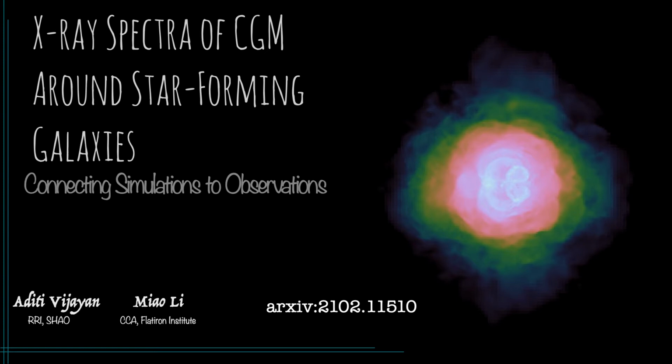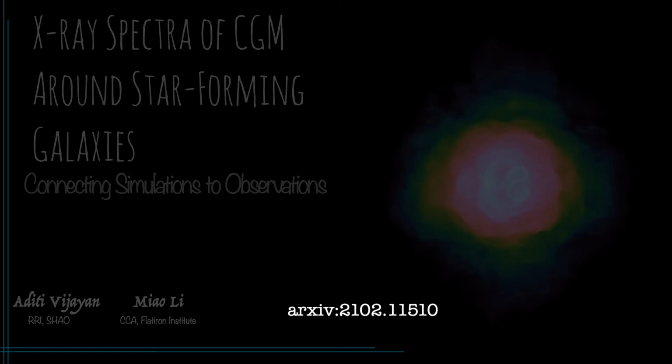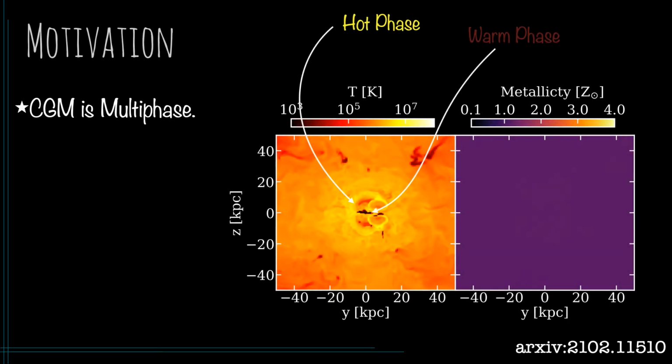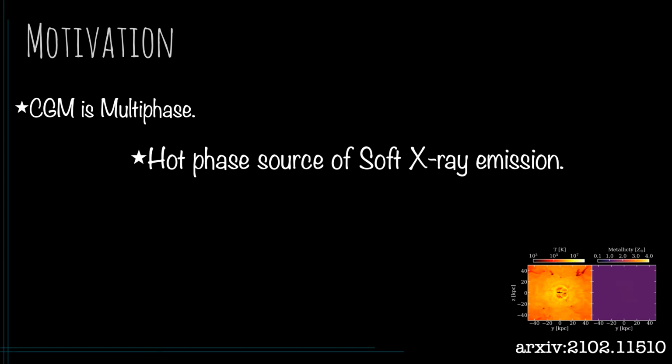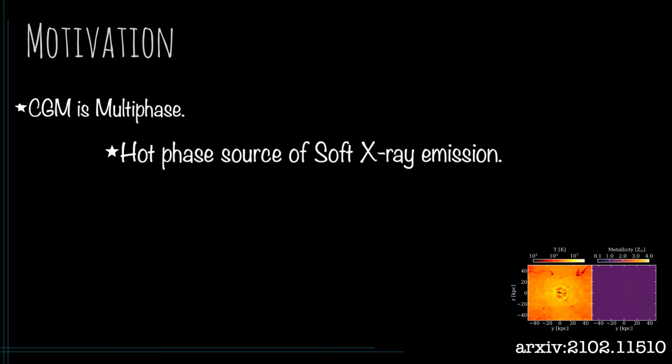This paper is titled X-ray spectra of circumgalactic medium around star-forming galaxies. The motivation for the paper is related to the way we interpret the observations of CGM. CGM around star-forming galaxies is in general multiphase. This is a result of interaction between the ambient gas and the supernovae ejecta. The hot phase of the CGM results in diffuse soft X-ray emission around the galaxy.